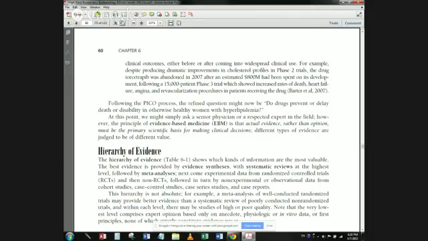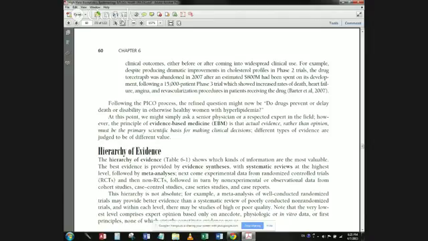Following the PICO process, the refined question might now be, do drugs prevent or delay death or disability in otherwise healthy women with hyperlipidemia? At this point, we might simply ask a senior physician or a respected expert in the field. However, the principle of evidence-based medicine, EBM, is that actual evidence rather than opinion must be the primary scientific basis for making clinical decisions. Different types of evidence are judged to be of different value.